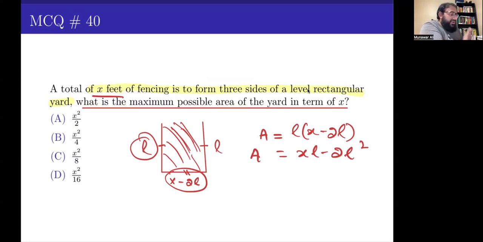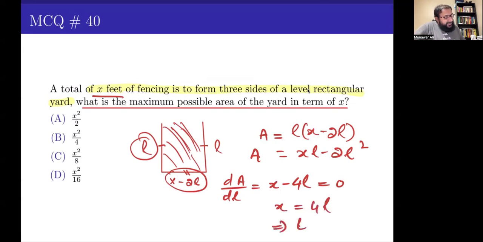Okay. So I want to maximize in terms of L. I need to find out what L should be so that this area is maximized. So I need to differentiate this, the derivative with respect to L, which is going to be x minus 4L, and set it equal to 0. To find the maximum or minimum, we differentiate and find the critical point. So this gives us x is equal to 4L. It means the length is going to be x divided by 4.